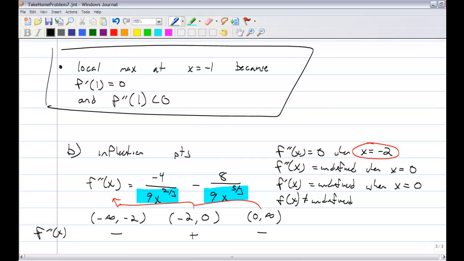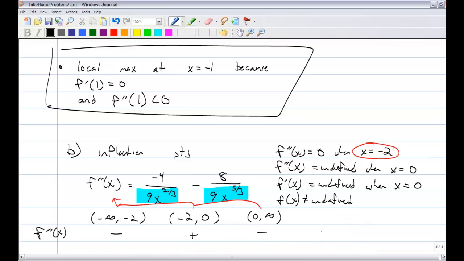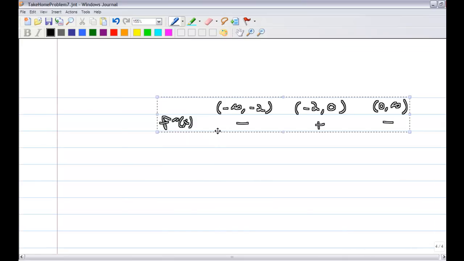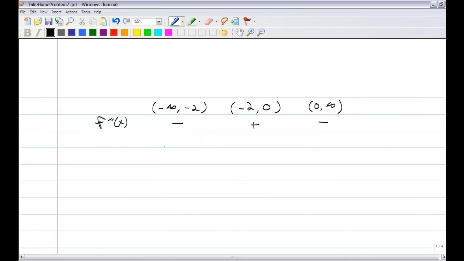Okay, a couple possible places where I have inflection points. I might have one at negative 2 and I might have one at 0 because it looks like concavity changes. So there is our sign chart. So if you're going to have an inflection point, a couple things have happened.